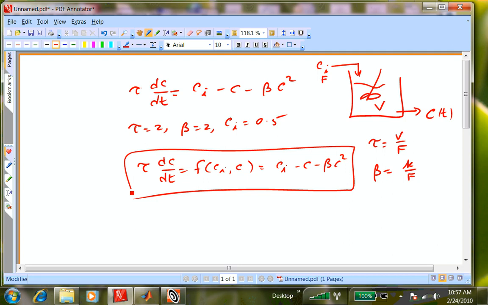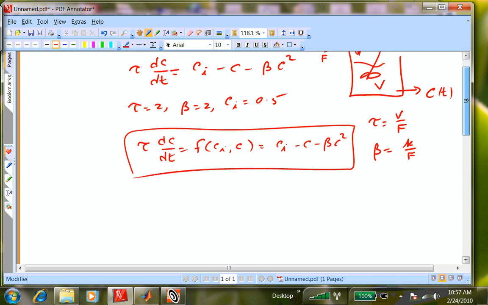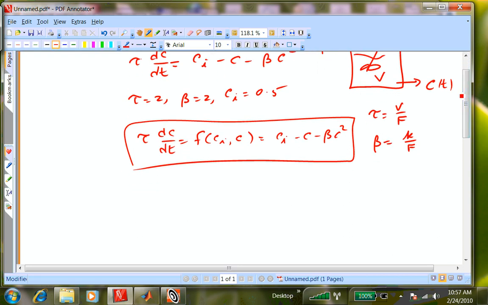So this was also part of one of your questions in the exam. You can find the steady state value. So the first thing that we need to do is find the steady state. I'm going to repeat the same steps that I outlined earlier: how to get the steady state, how to do the linearization, how to get the transfer function, and then play with it in MATLAB and Simulink. So the steady state will be 0 equals CIS minus CS minus beta times CS squared.